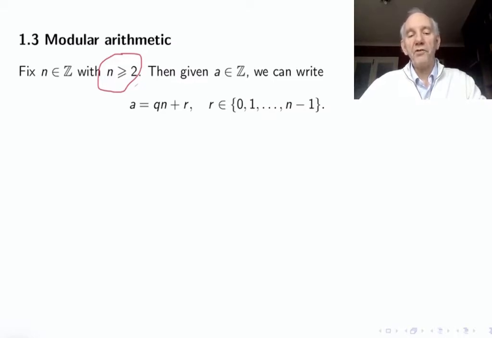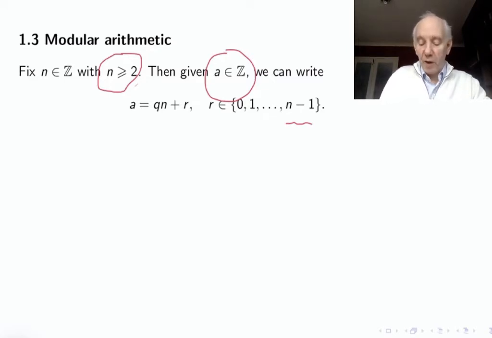So let me remind you that given any integer a, positive or negative, we can divide a by n, we've fixed n, and get a remainder r, which is unique if we suppose that r is at least 0 and no bigger than n minus 1. This is the so-called division algorithm, which I've mentioned at least twice. So the idea, of course, is very, very simple.